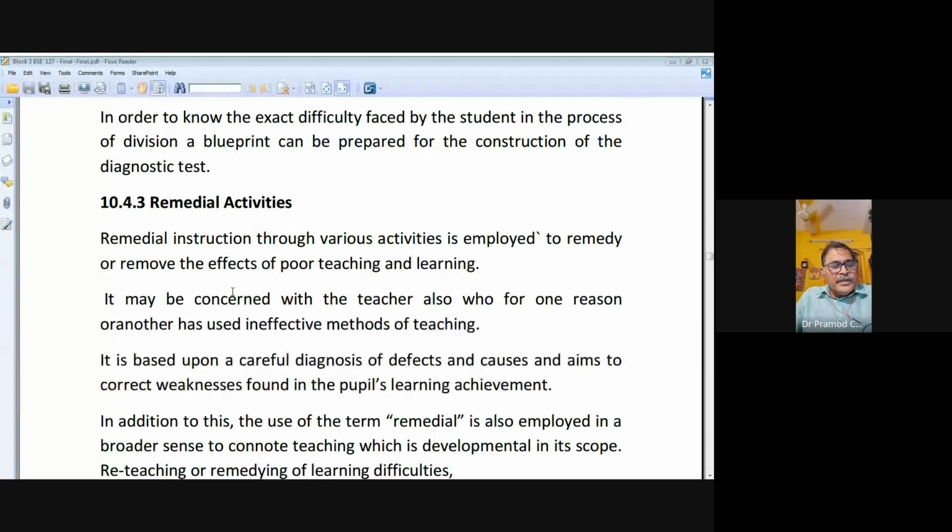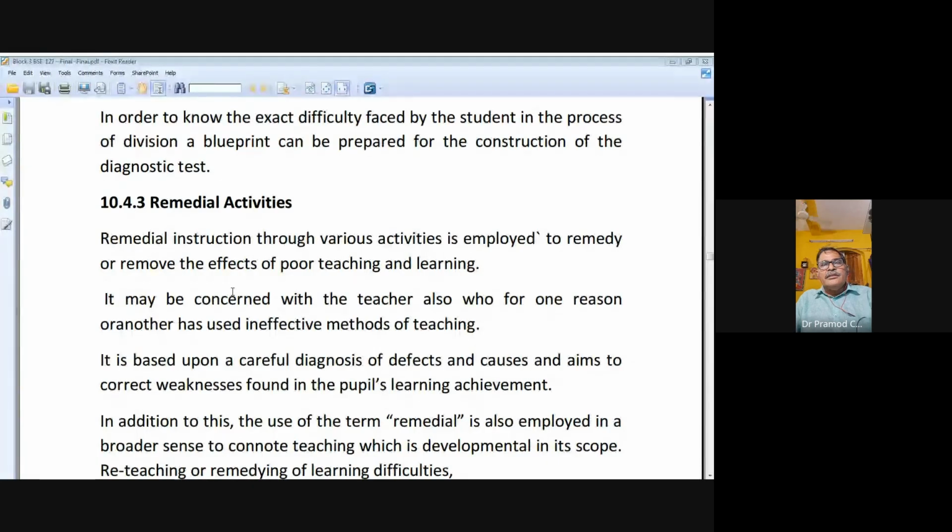Remedial activities means, suppose you are suffering from a disease, the doctor makes a diagnosis, then automatically after the diagnosis the doctor will give a prescription, and in that prescription so many medicines are listed. You will have to purchase them from the medicine shop. If you take them properly, then automatically your disease will be cured.